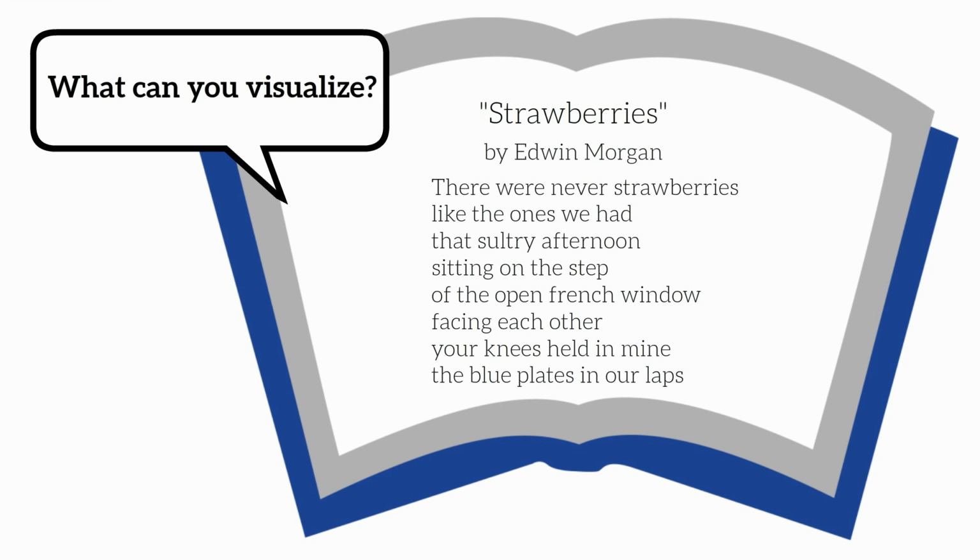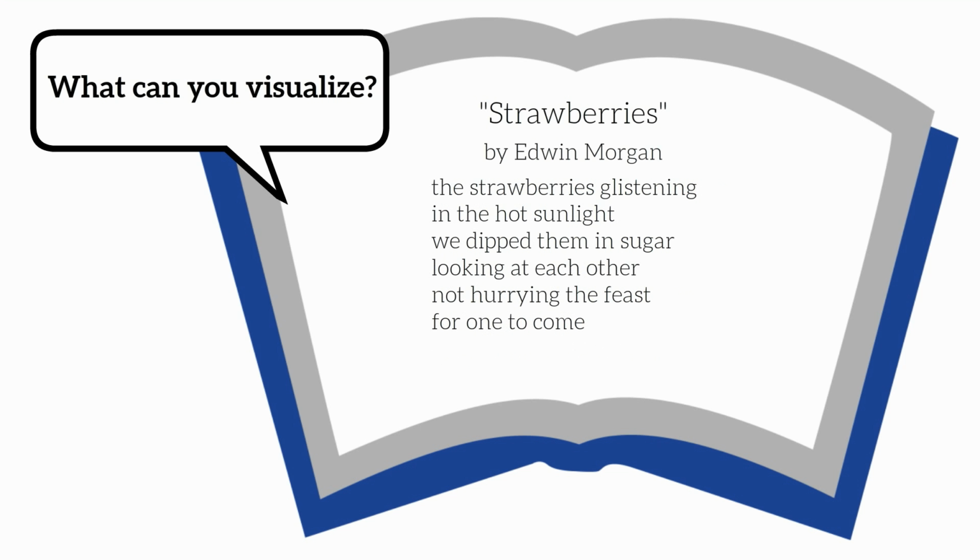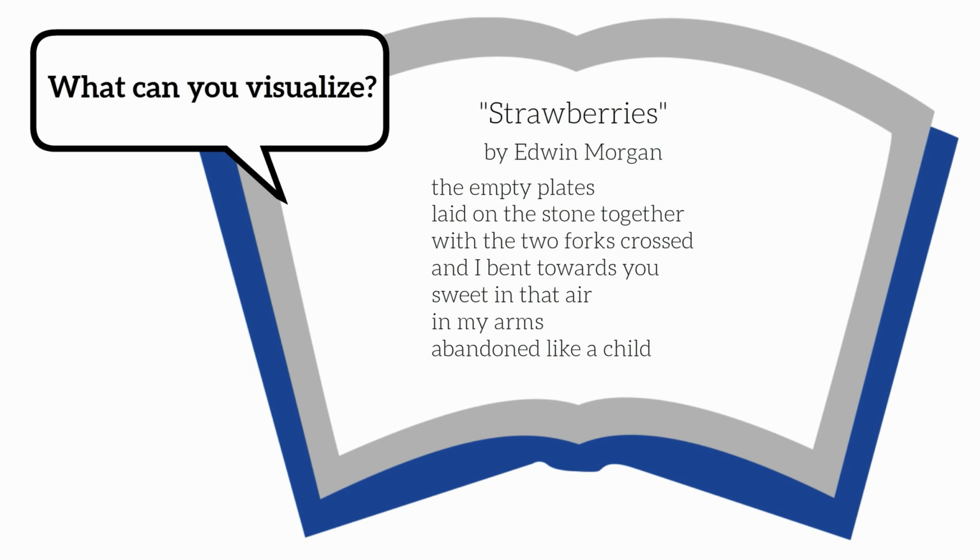There were never strawberries like the ones we had that sultry afternoon, sitting on the step of the open French window. Facing each other, your knees held in mine, the blue plates in our laps, the strawberries glistening in the hot sunlight. We dipped them in sugar, looking at each other, not hurrying the feast for one to come. The empty plates laid on the stone together with two forks crossed, and I bent towards you. Sweet in that air in my arms, abandoned like a child.